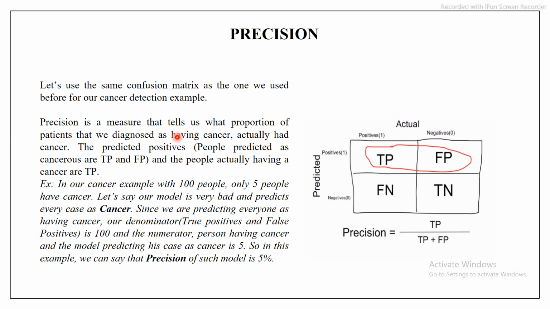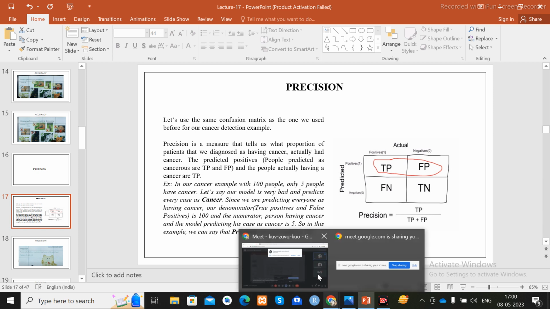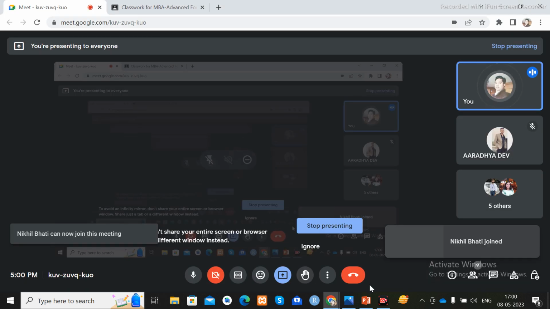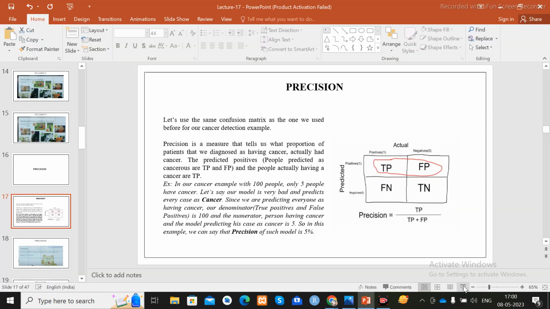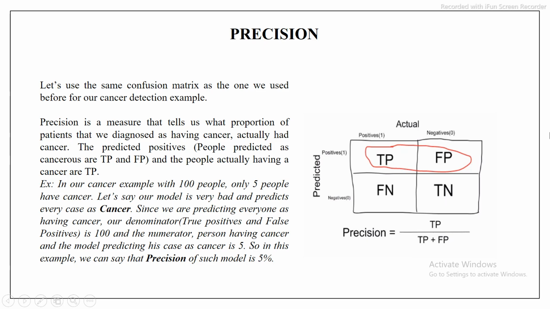Let's say in the COVID example, with 100 people, only 5 people have COVID, and let's say our model is very bad and predicted every case as COVID. Since we are predicting everyone as having COVID, our denominator is 100, and the numerator has the true positives. So in this example, out of 100 persons, those having COVID and the model predicting the case as COVID is 5.